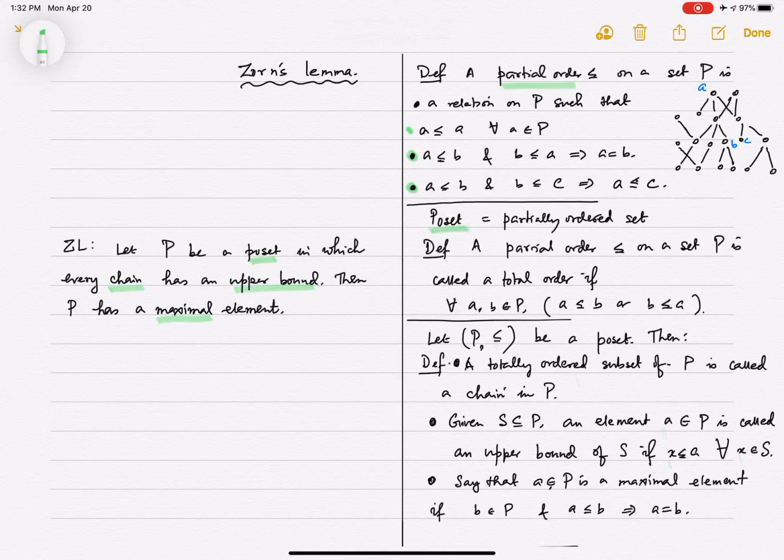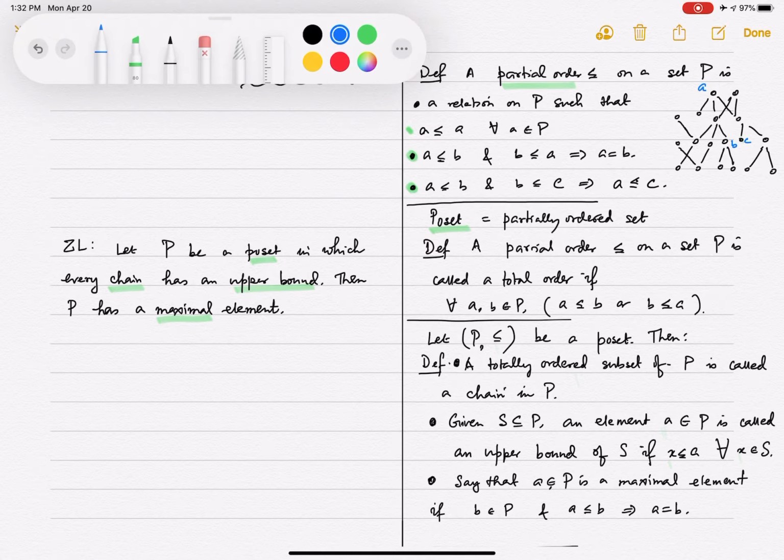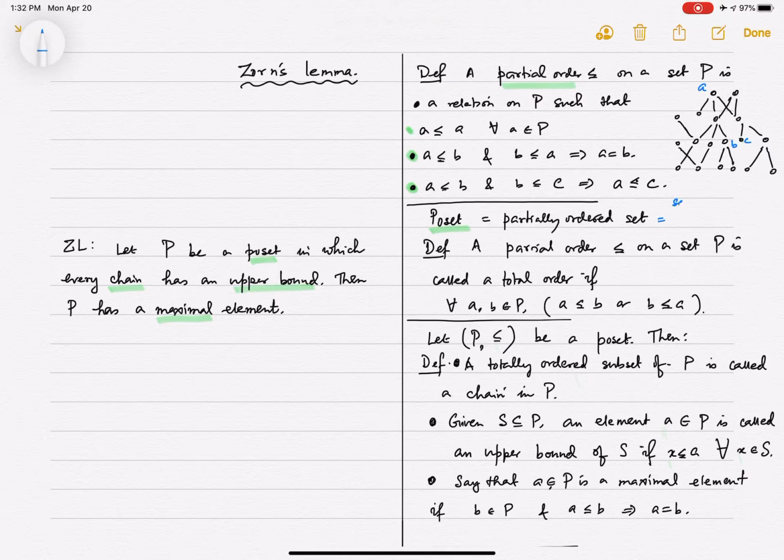A poset is just an abbreviation for partially ordered set. So a poset is a set together with a partial order on it.